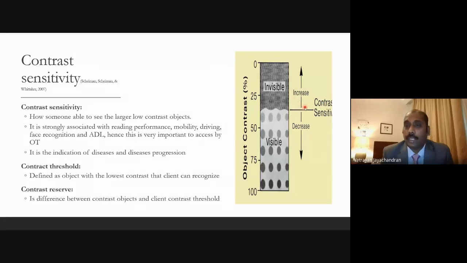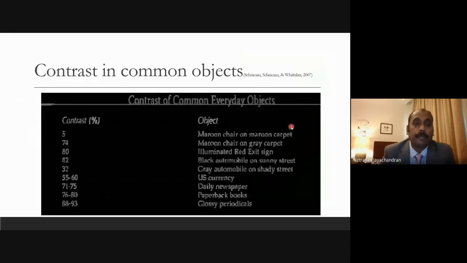So we need to be increasing the contrast sensitivity of the person. If the object contrast is more, then we do not need to increase the contrast sensitivity; it will be decreased. So they are inversely related to each other. That's why contrast sensitivity is very, very important for occupational therapists to know about.